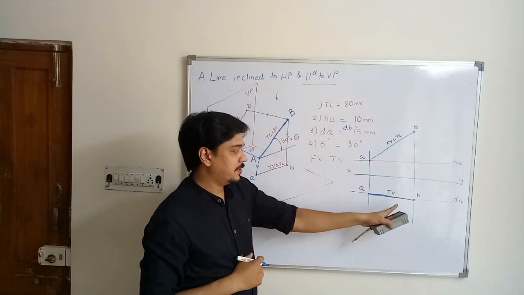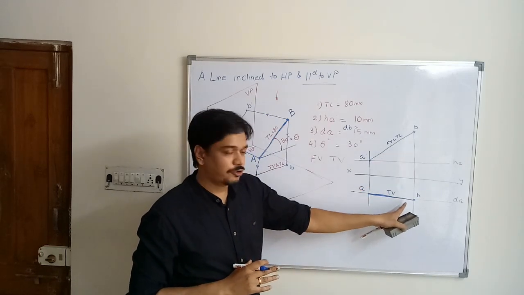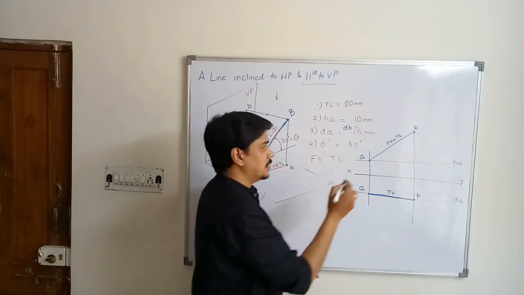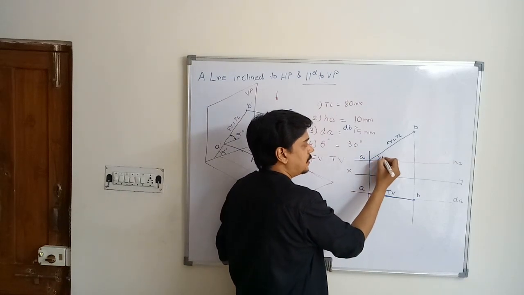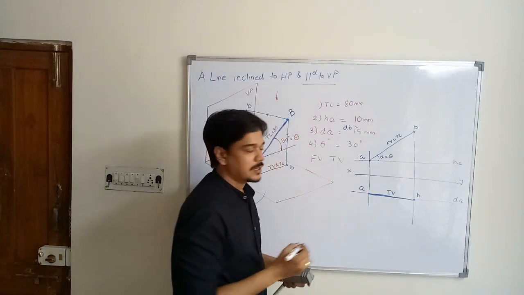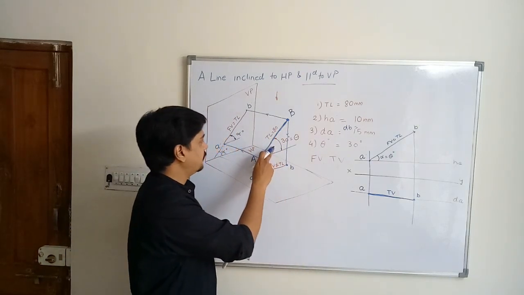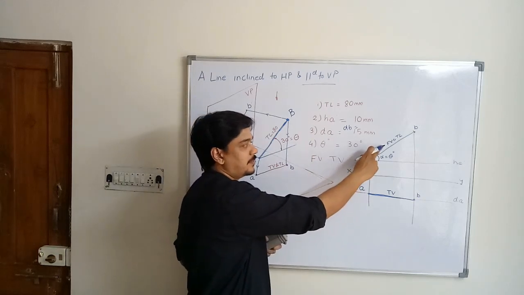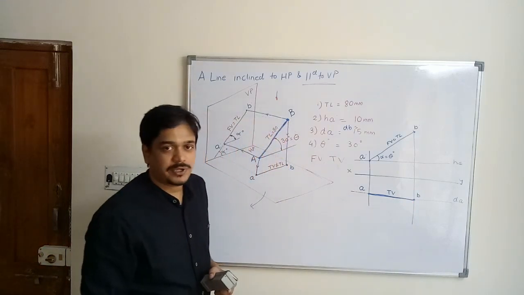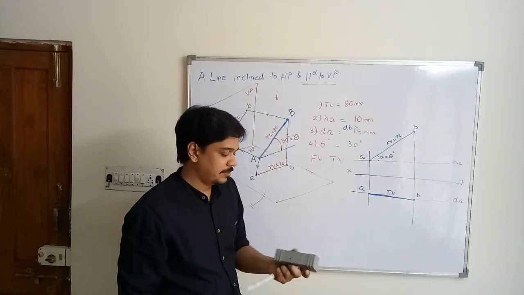And if you observe, the top view length is not equal to true length. The length of the top view is reduced because it is inclined to the horizontal plane. And again, this angle alpha is equal to theta, since it is inclined to the horizontal plane. So this theta will be equal to alpha. That's why we have named the front view as equal to true length. So this completes the projection of a line inclined to the horizontal plane and parallel to the vertical plane.